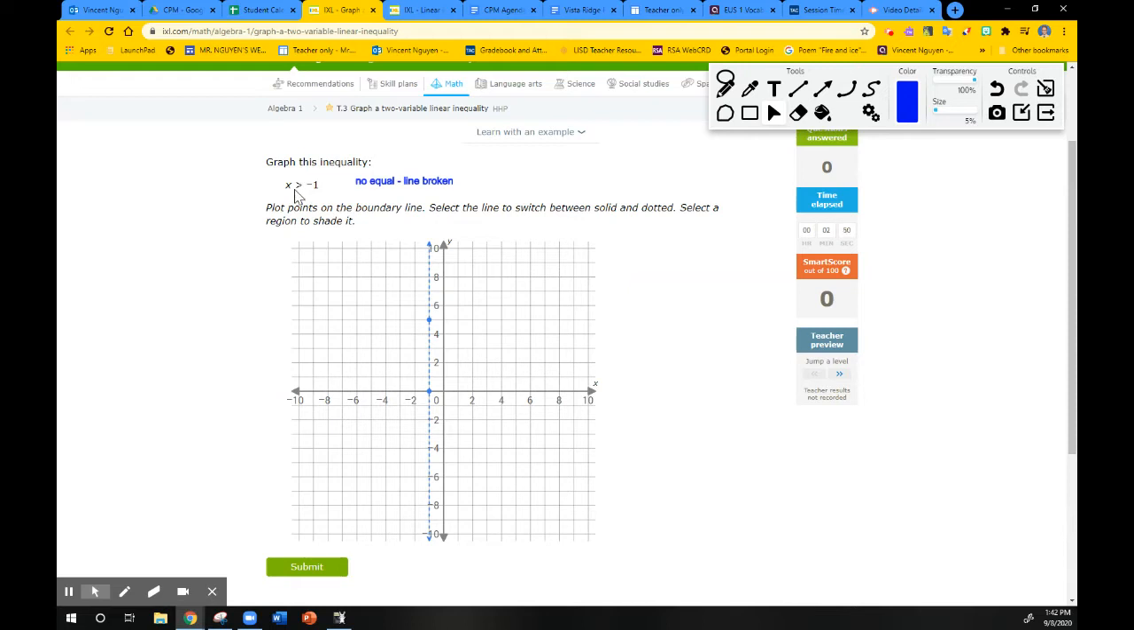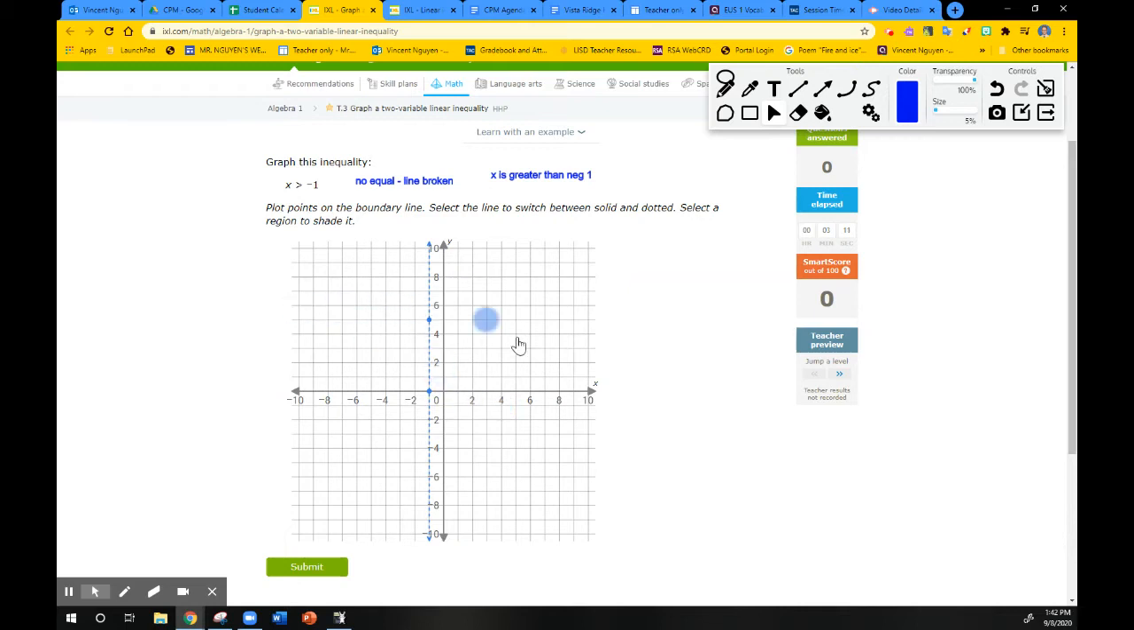And then what else? Now I have to shade this. Well, what does this say? It says that x is greater than -1. So starting at -1, to the right of that would be all the values that are greater than. So I am going to be shading.